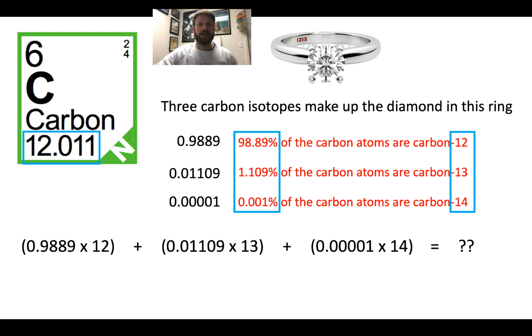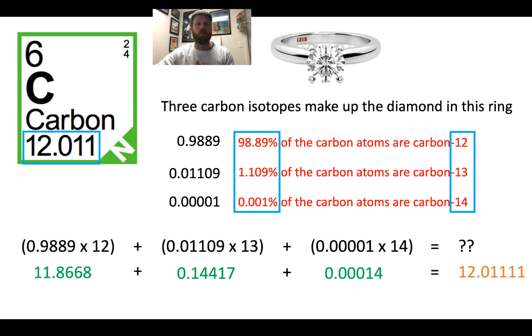I encourage you to get your calculator out and do these calculations along with me so that you can get practice at doing these type of problems. So I'm going to do these products, and I'm not going to round. I'm going to save rounding till the very end. If I get that first product, I get 11.8668. The second product for carbon-13, I get 0.14417. For the product of carbon-14, I get 0.00014.